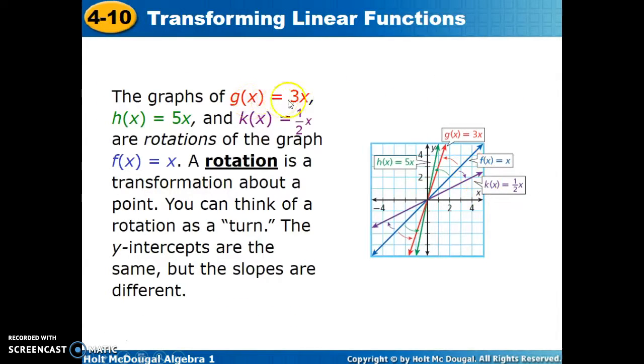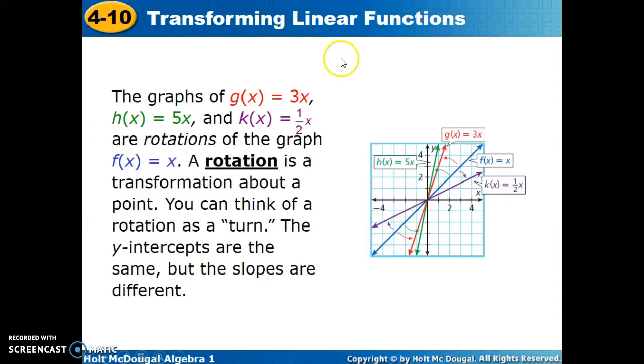The graphs g of x equals 3x, h of x equals 5x, k of x equals 1/2 x. Those are all of our slopes. We notice they have no y-intercept other than 0. They're all going through the origin, which means they are direct variation graphs.